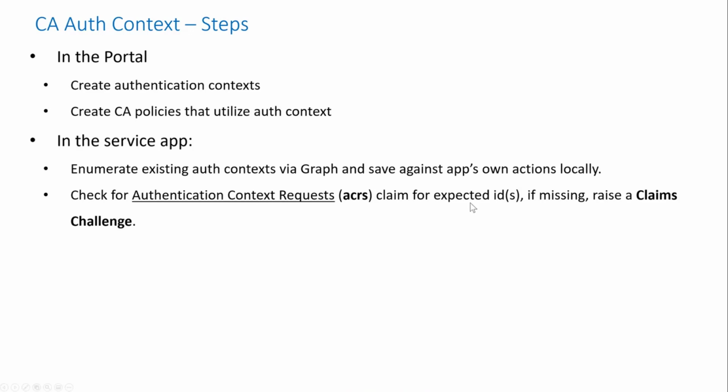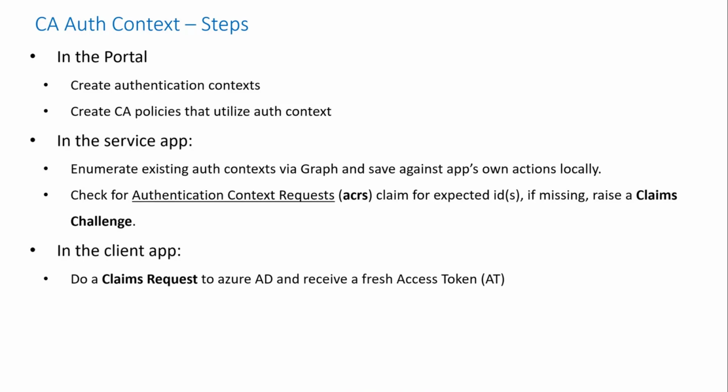So in the service app, after you have saved the auth context ID against your application actions, you look for a claim called ACRS, and you are searching for the expected auth context IDs. If you don't find them against the saved actions, you raise a claims challenge. In the client app, when you get a claims challenge, you do a claims request, which is essentially redirecting a user back to Azure Active Directory with the claims needed, which has the auth context IDs, for Azure AD to enumerate all its conditional access policies to find out what policies need to be satisfied before Azure Active Directory will issue that auth context in the claim requested.